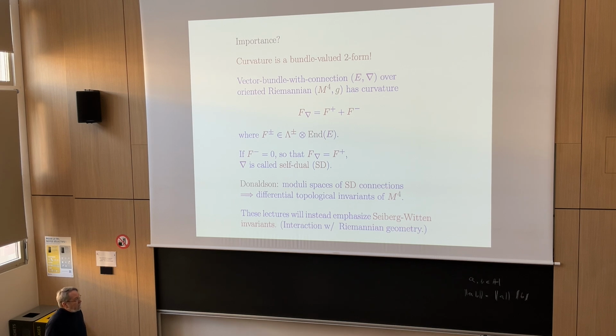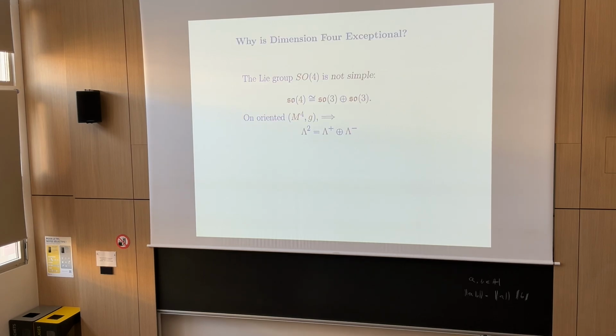But the main difference is that Donaldson invariants do not have any obvious direct relationship with Riemannian geometry. It turns out the Seiberg-Witten equations actually give rise to surprising theorems in Riemannian geometry. All right, so far, I told you that the Lie group SO4 is not simple, and that leads to a decomposition of two forms on an oriented Riemannian manifold into self-dual and anti-self-dual pieces.